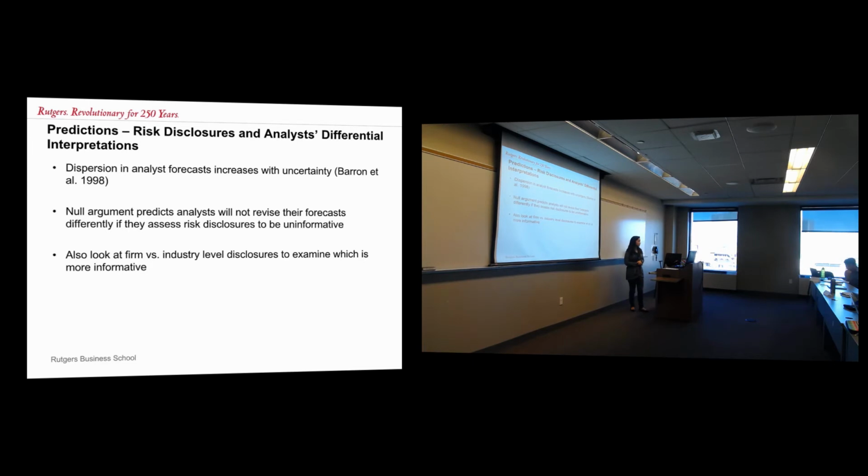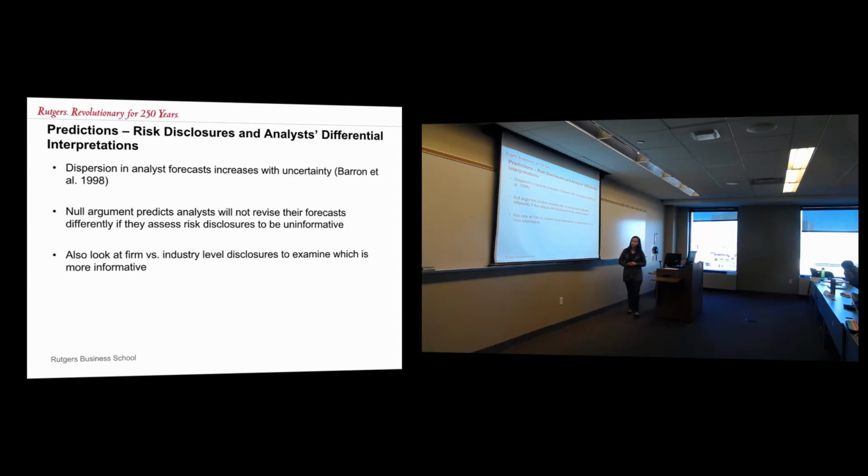And then the last prediction relates to analyst dispersion, how far apart analyst forecasts are. This is consistent with prior literature that dispersion in analyst forecasts increases when there is uncertainty. The null argument predicts that analysts are not going to change their forecasts if they think that risk disclosures don't provide any useful information. And for the convergence argument, there's going to be less dispersion if the risk disclosures confirm what they already knew.